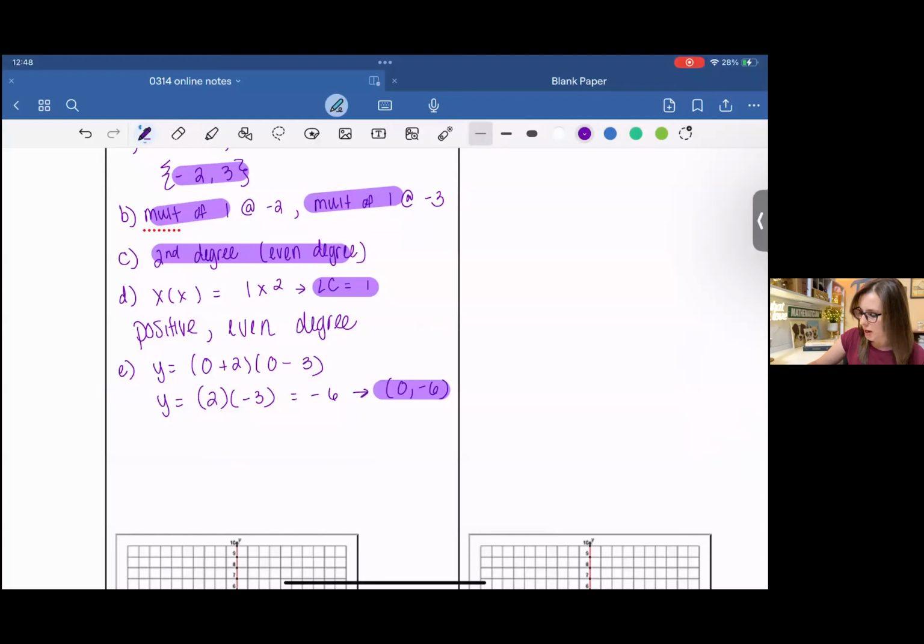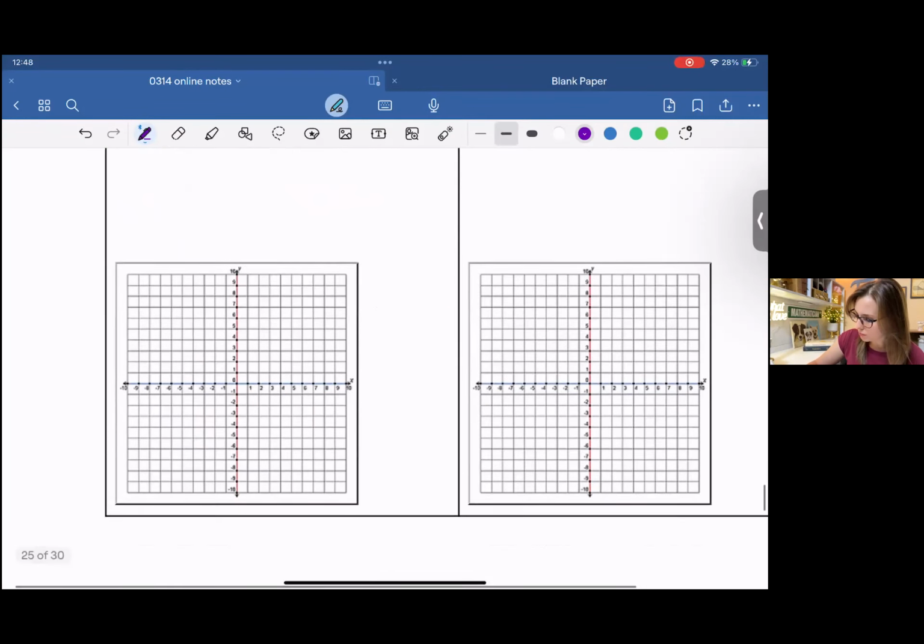So for this case, I have a positive coefficient, even degree. This tells me that my endpoints are going to go the same direction, pointing up. And now I can draw my graph. I have enough information that I can sketch a graph. I can get a pretty good idea as to what's going on. I have x-intercepts at -2 and +3.